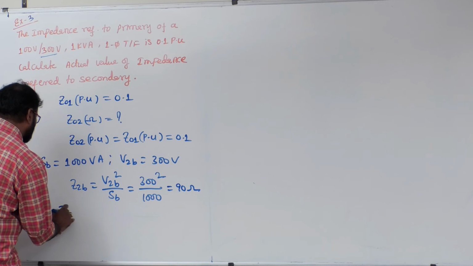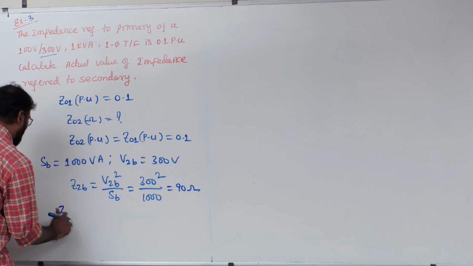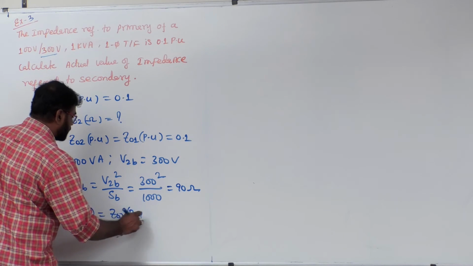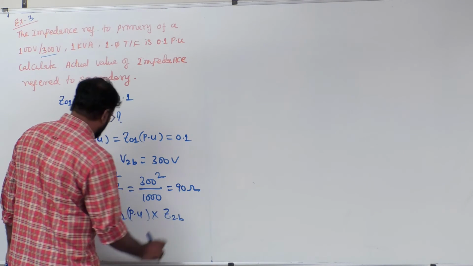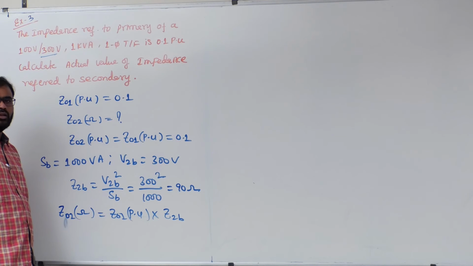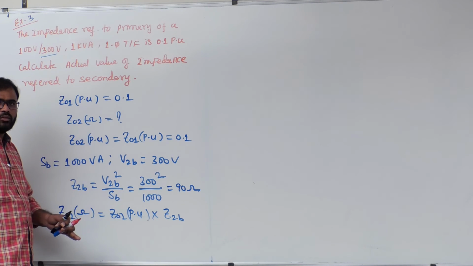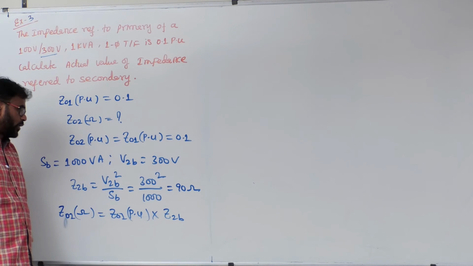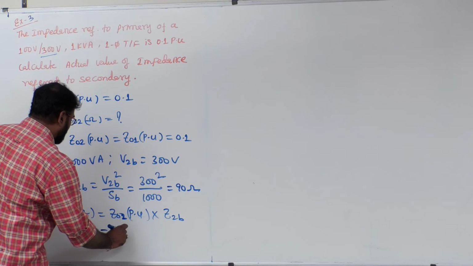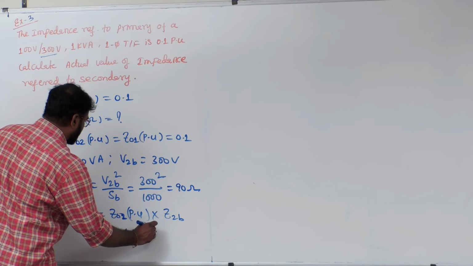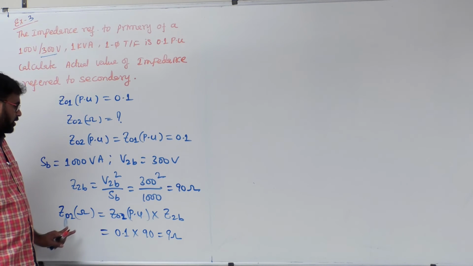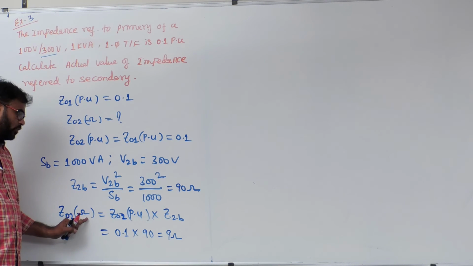Now what is Z02 actual? Z02 in ohms equal to Z02 in per unit multiplied with Z2 base. That means actual value equal to per unit value into base value. We just defined per unit value is actual by base. Actual value is per unit value into base value. Correct or not? Now let's see what I get. Z02 per unit 0.1, Z2 base 90. So we get here 9 ohms. So that is the impedance of a transformer referred to secondary in ohms.